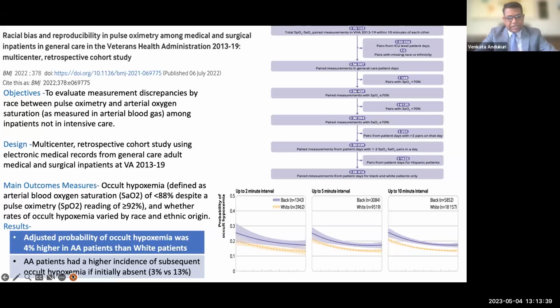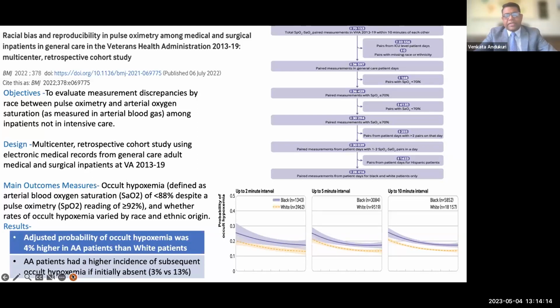The design was a multi-center retrospective cohort study using EMR from general care, adult, medical, and surgical patients in the VA. The main outcome was occult hypoxemia, defined as arterial blood oxygen saturation of less than 88% despite a pulse oximetry reading of more than 92%. Just like our patient here had a 92%, greater than or equal to, I should say. And whether the rates of occult hypoxemia varied by race and ethnic origin.